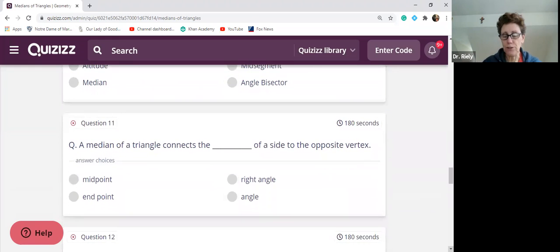Okay, so just to make this even more solid in your mind, they have another question for you. A median of a triangle connects the blank of a side to the opposite vertex. So you should be saying midpoint. So it connects the midpoint of a side to the opposite vertex, and the vertex is where the angle is.